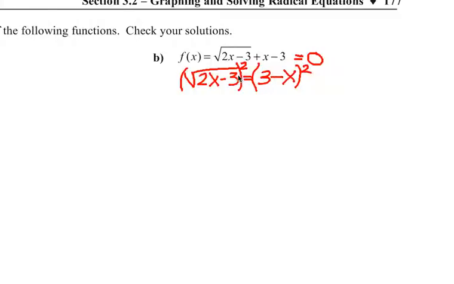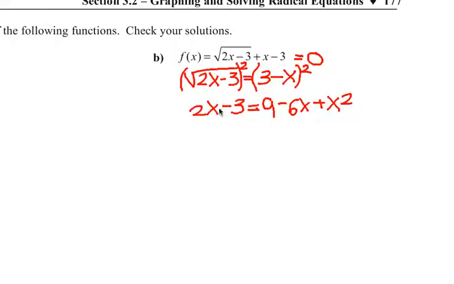So squaring a root gets rid of the root altogether, so it's going to give us just plain what's in the root. So 2x minus 3 equals, but we're going to have to FOIL this. So we're going to square the first term, which is 9, multiply the terms and double, negative 6x, plus x squared.